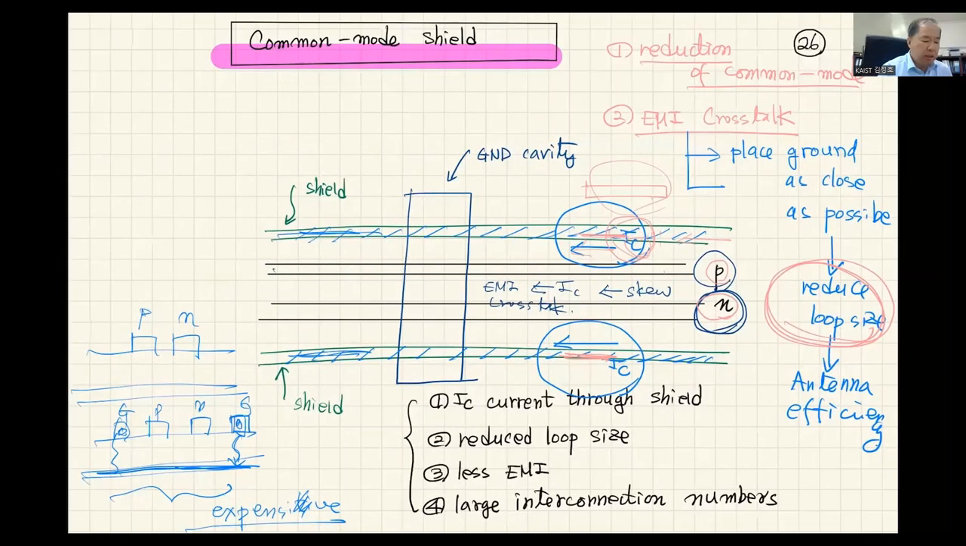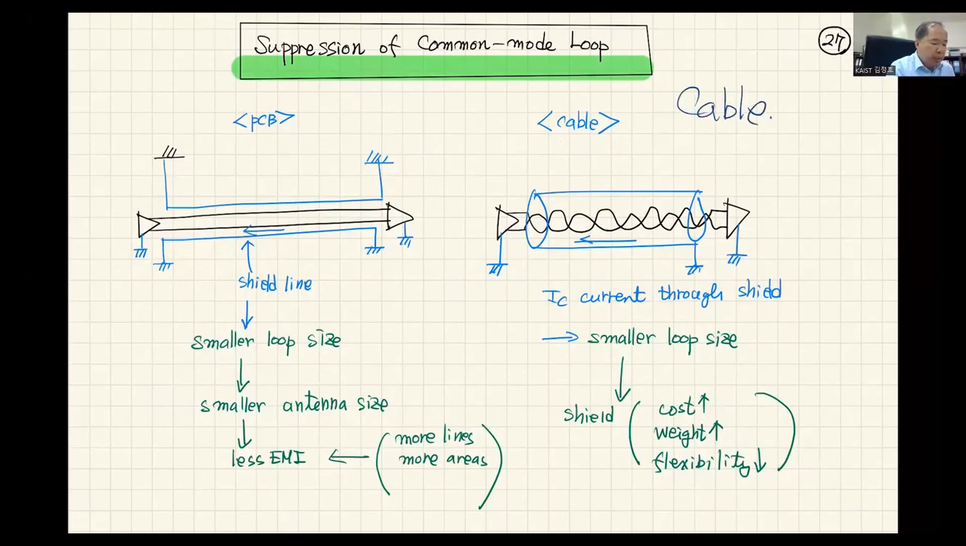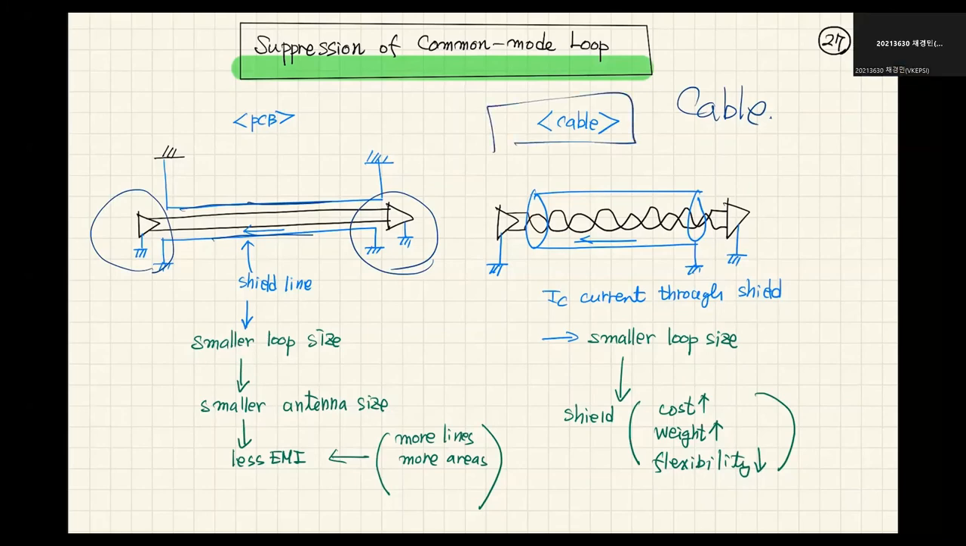So this is a PCB level common mode shield. The second subject I would like to continue at this moment is the common mode loop suppression at the cable level. So let's assume that you have a transmitter and receiver. If you have just a ground shield, common mode current will be conducted through this shield. In the cable case, we can use a shielded cable and common mode current will be conducted through this shield cable.